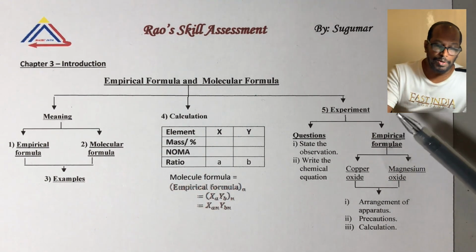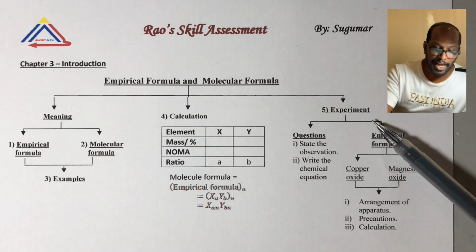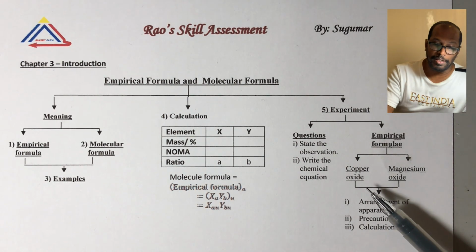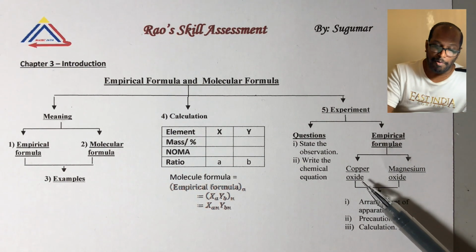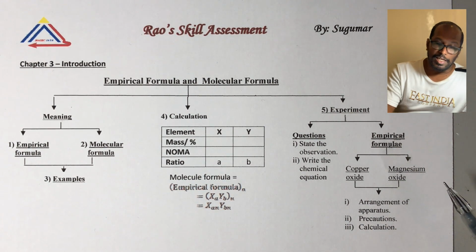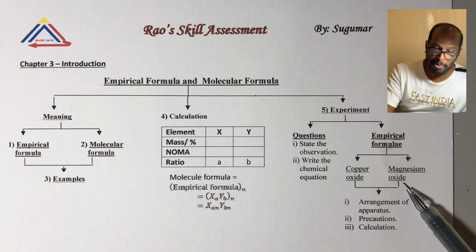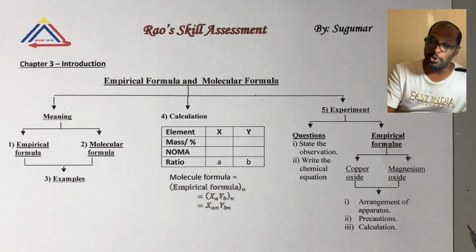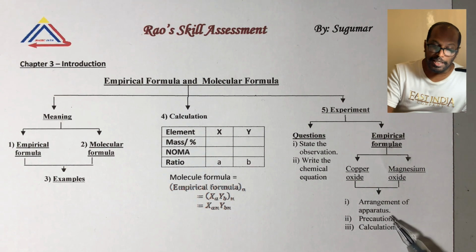And thirdly, we need to know about the experiments. The experiments in this chapter consist of 2. One is how to determine the empirical formula of copper oxide, and secondly we need to determine the empirical formula of magnesium oxide.